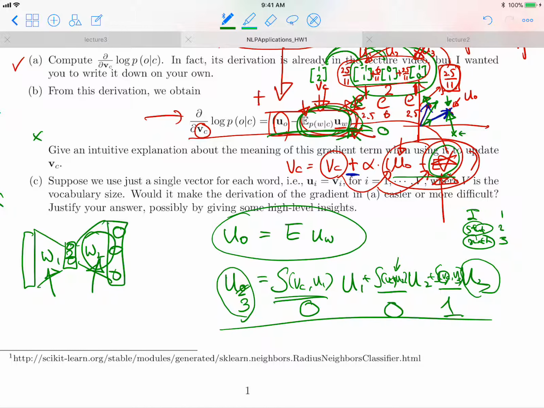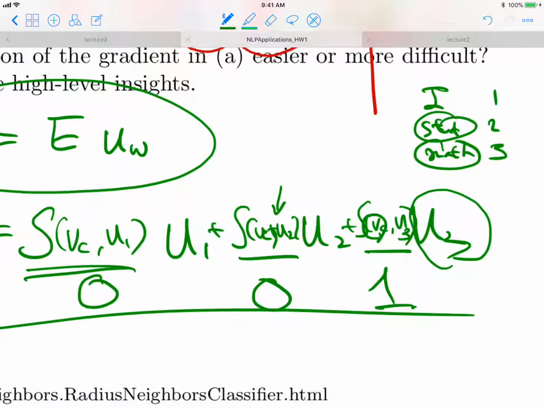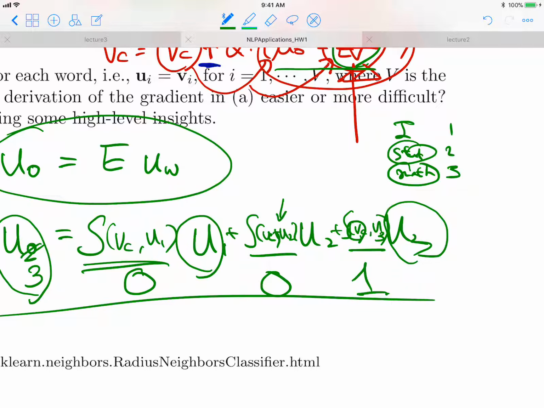The point I was trying to say was that there are other possible solutions. If U1, U2, U3 are all the same, then it will also be satisfied regardless of this similarity value, right? So this is another solution. But I'm trying to say that this is not something that we can achieve, because we can control Vc, but not U1, U2, U3, at least in this gradient, right?